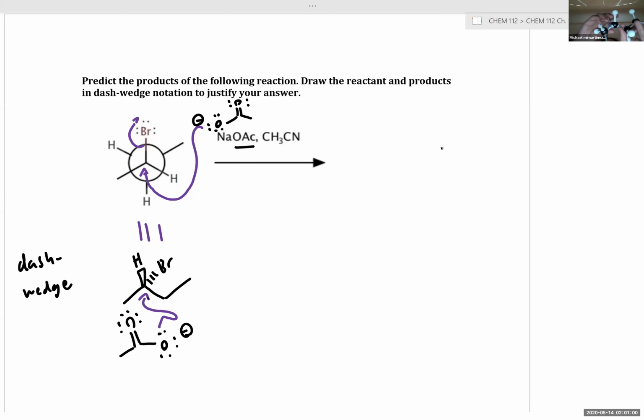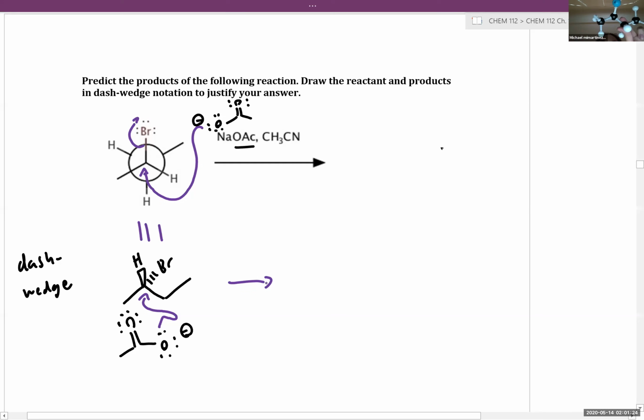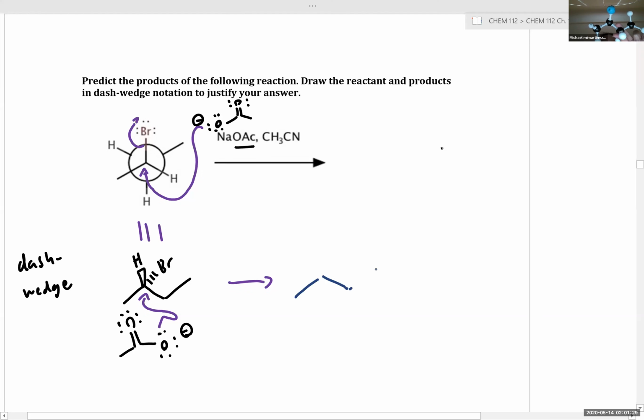And the way I represent inversion is I take my leaving group off, I take my hydrogen and swap its position. Then I put my nucleophile on, and then I draw what I see. After this displacement, in terms of our products, we're going to draw our chain exactly as we see it, the same zigzag pattern.